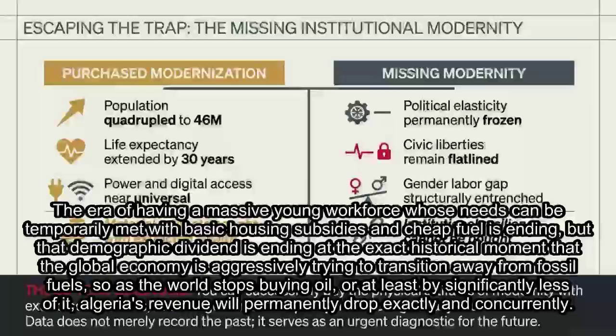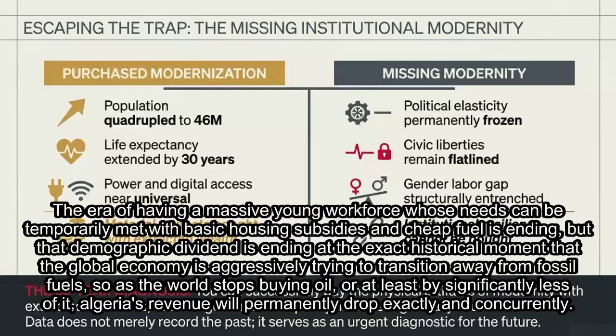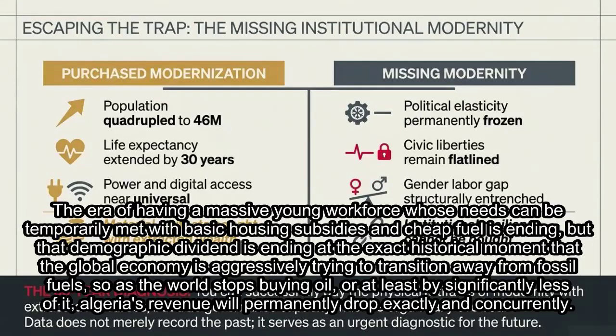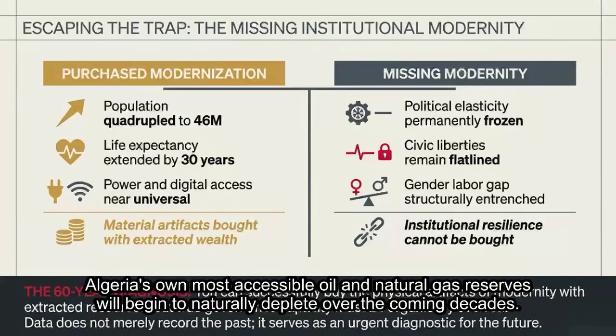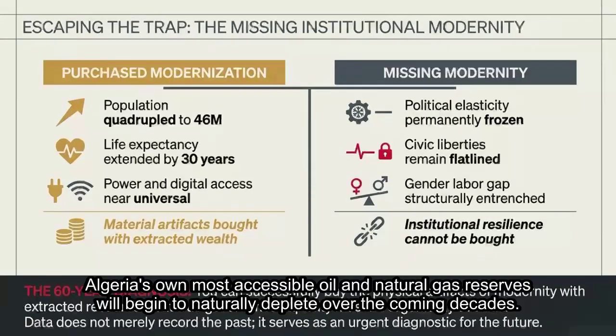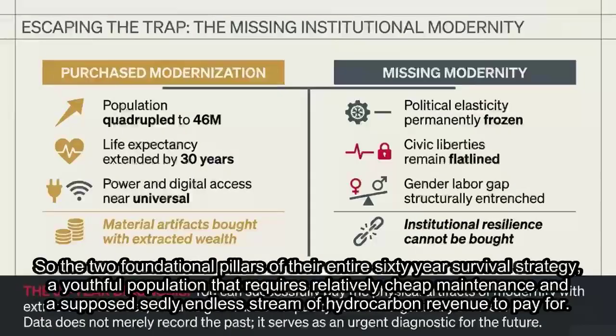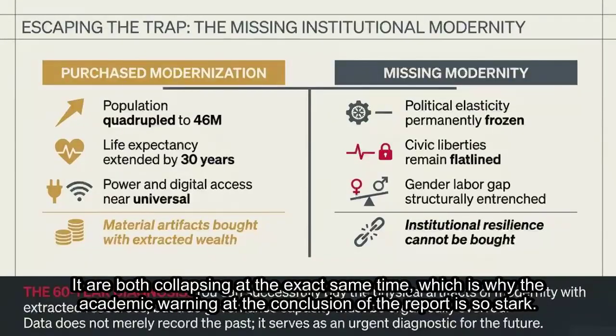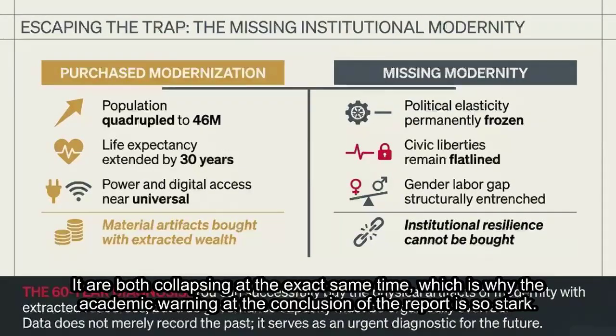The timing of this demographic shift represents a perfect storm. The era of having a massive young workforce whose needs can be temporarily met with basic housing subsidies and cheap fuel is ending. But that demographic dividend is ending at the exact historical moment that the global economy is aggressively trying to transition away from fossil fuels. So as the world stops buying oil, or at least buys significantly less of it, Algeria's revenue will permanently drop. Exactly. And concurrently, Algeria's own most accessible oil and natural gas reserves will begin to naturally deplete over the coming decades. The sheer volume of exports will shrink. So the two foundational pillars of their entire 60-year survival strategy, a youthful population that requires relatively cheap maintenance and a supposedly endless stream of hydrocarbon revenue to pay for it, are both collapsing at the exact same time.